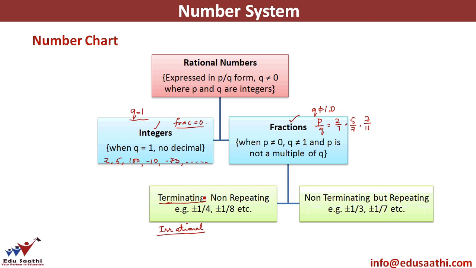The second could be non-terminating but repeating. So I can have non-terminating but repeating. Look, both things need not be satisfied, because if both are satisfied, it will turn into an irrational number. So here it is non-terminating but it is repeating. Something like 1 by 3, it is 0.3333. 1 by 7. If you go on solving these kinds of questions, 0.1428, 1428, 1428, and it goes on. So these are the examples of fractions that you can have.